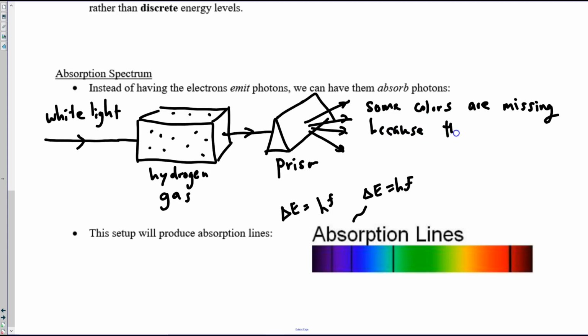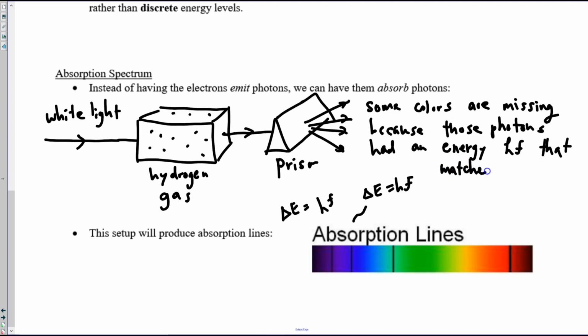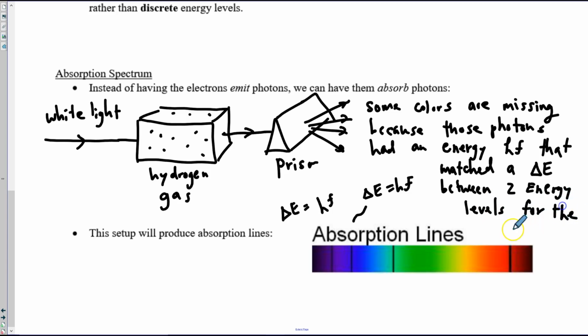because those photons had an energy hf that matched a delta E, the change in energy between two energy levels, for that electron. We'll just put electron singular. Okay. That's what we see.